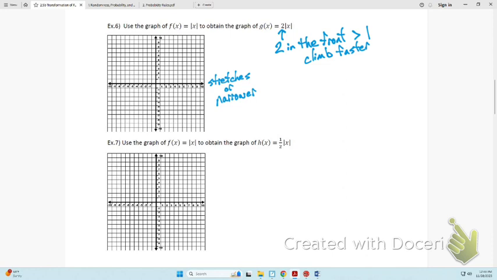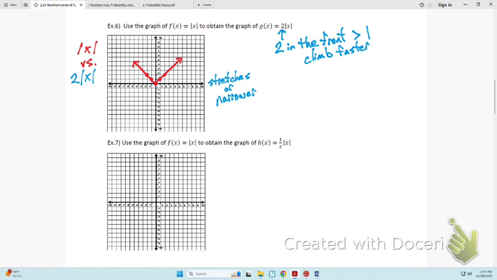Let's stick with red for our parent function. So the parent function of absolute value of x is 0, 0, 1, 1, 2, 2, negative 1, 1, negative 2, 2. And there is our parent function. We're comparing absolute value of x to 2 absolute value of x.